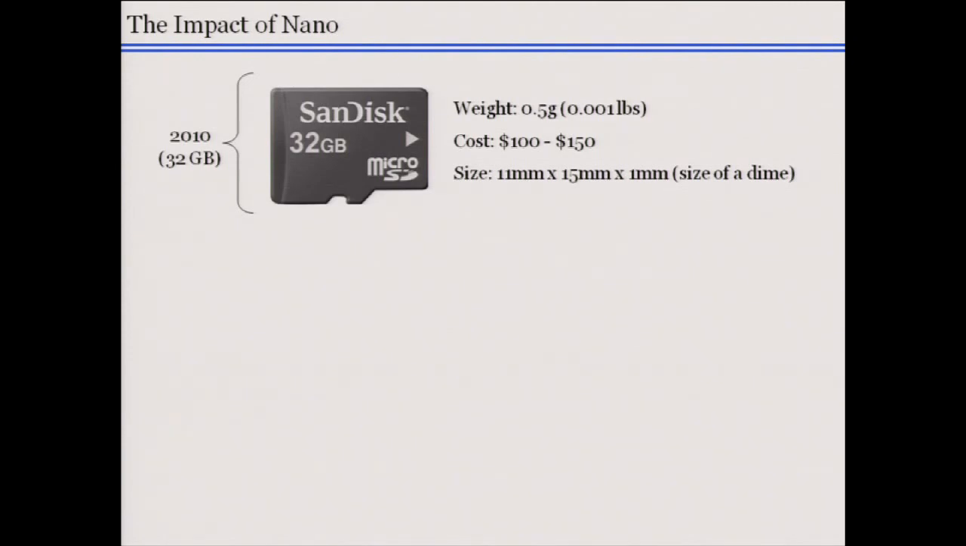So here's one example from 2010 when SanDisk introduced a micro SD card that could basically store 32 gigs. When this SD card came out, it weighed about half a gram, so 0.001 pounds. It cost about $100. If you were to go onto Amazon now, you could probably buy it for about $15, and it was roughly the size of a dime.